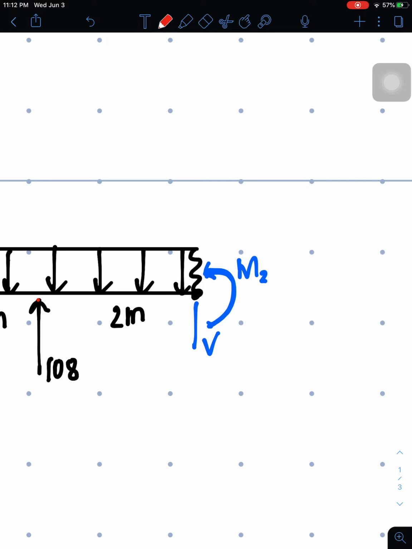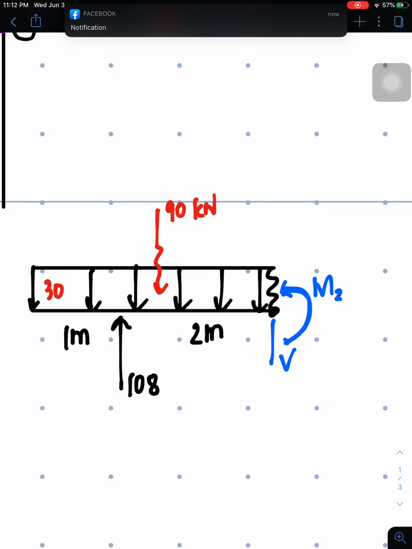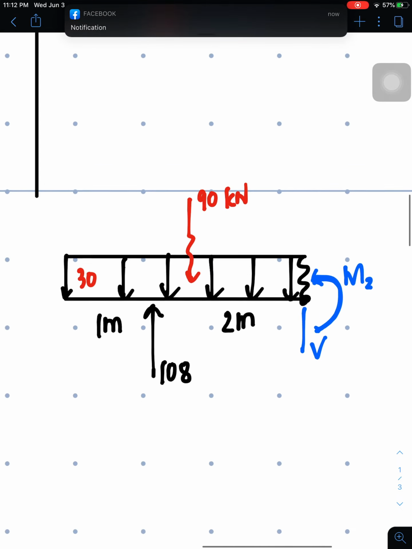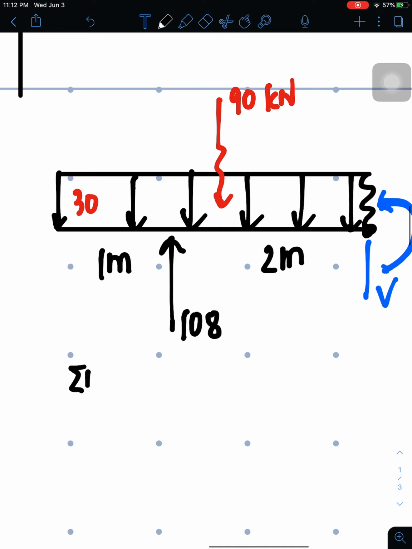And let's solve for M2. All we have to do first is get the resultant. So the intensity here is 30. So it's 30 times 3, that's 90 kilonewtons. And right now, we're now ready to solve for M2. How do we solve for M2? Use the summation of moment.